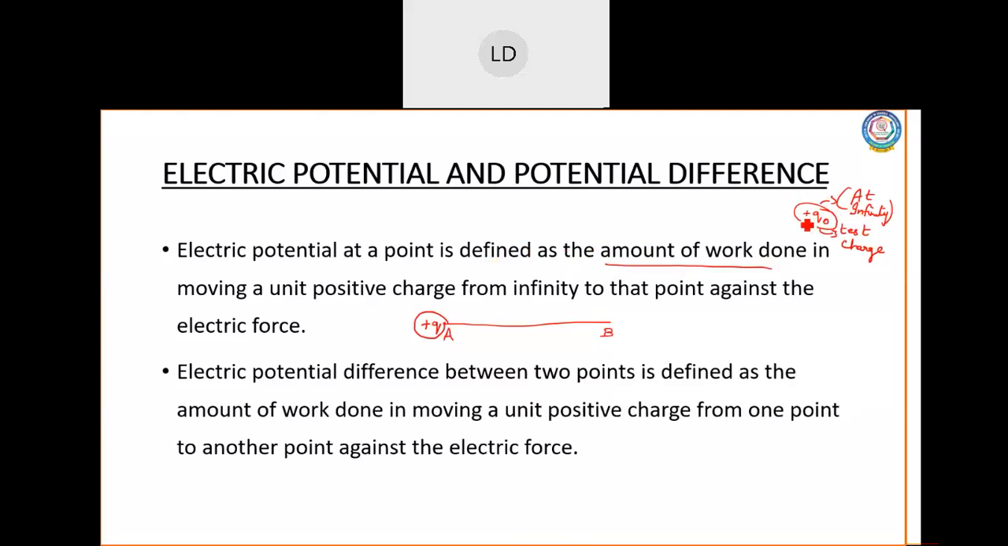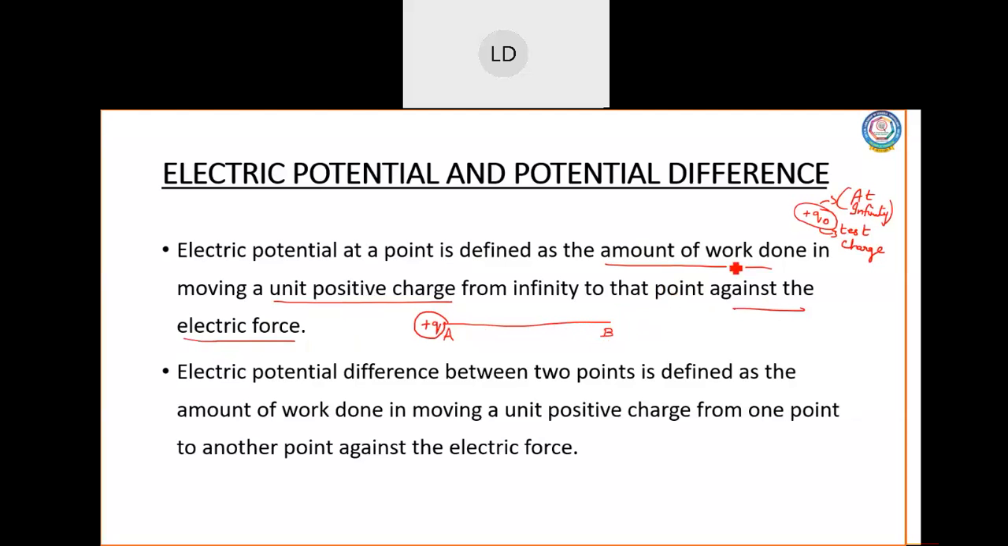Now this test charge is also otherwise called a unit positive charge. Now where is this unit positive charge held? This unit positive charge is held at infinity. So I am going to do some work to bring the unit positive charge from infinity to that point. Which point? To this point B. Now I should do the work against the electric force.